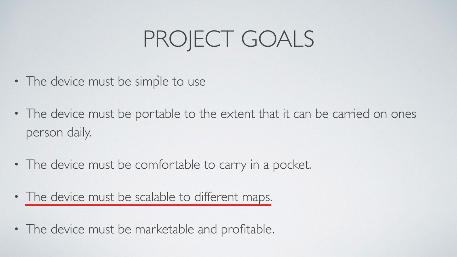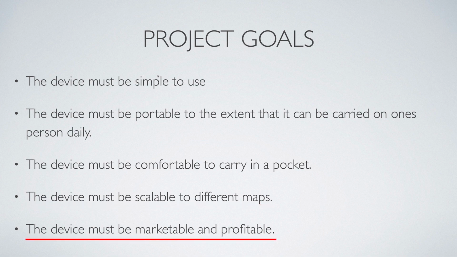Next, the device needs to be scalable to different maps. It makes no sense to have a device that can only measure in kilometers when sometimes we have maps that are represented in miles. So it needs to be adaptable. Finally, the device needs to be marketable and profitable. Now, this wasn't called out specifically by the design document, but it's an important framework that can help us narrow down some design decisions along the way.